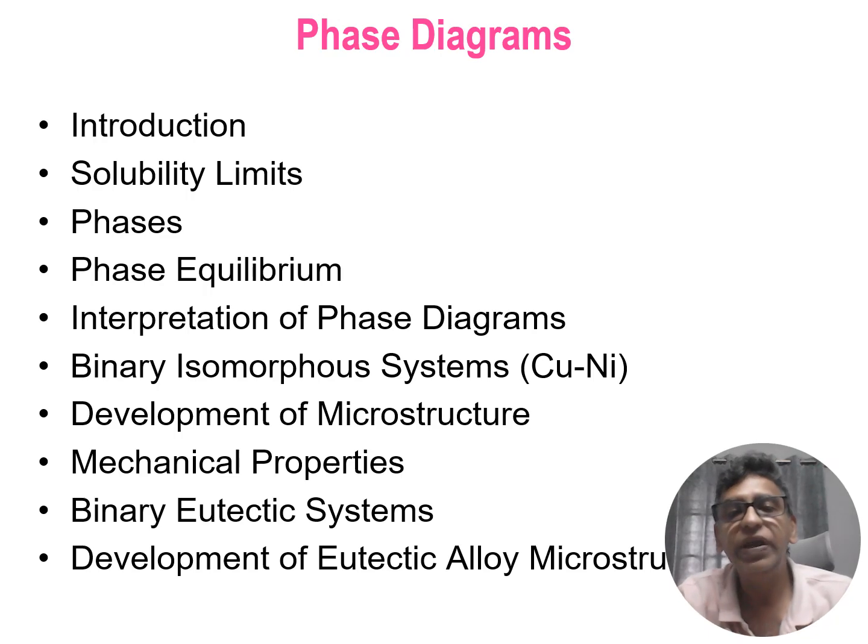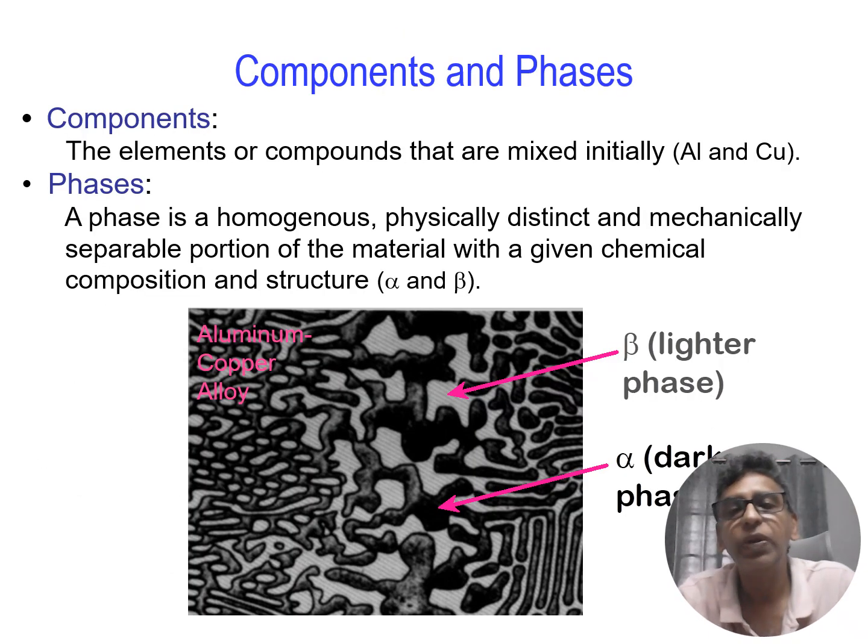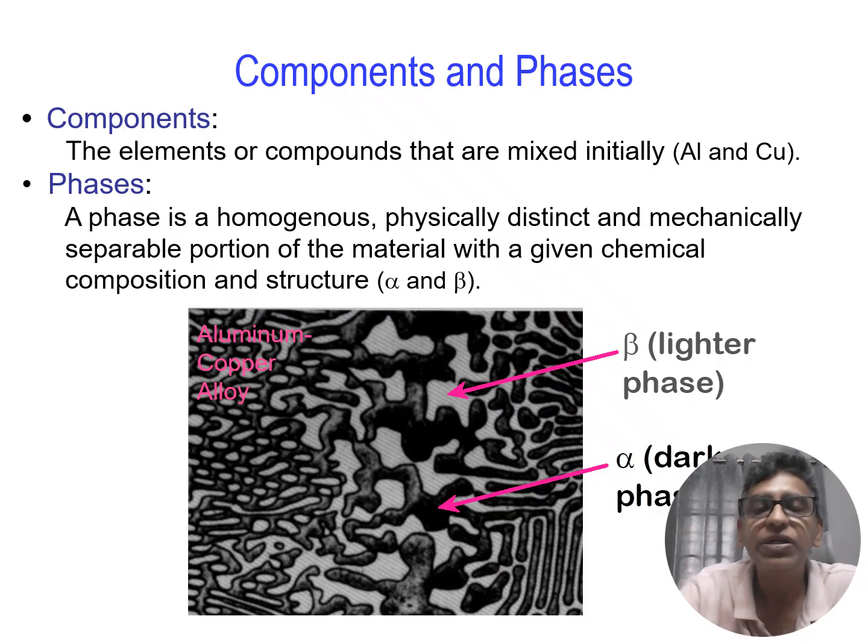So coming to the phase diagram, which covers the introduction, solubility limits, phases, phase equilibrium, interpretation of phase diagram, binary isomorphous systems, development of microstructure, mechanical properties, binary eutectic systems, and development of eutectic alloy microstructure. So we have components: the elements or compounds that are mixed initially, for example, aluminum and copper.